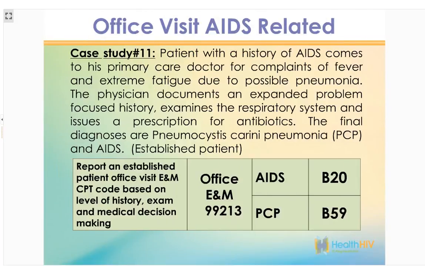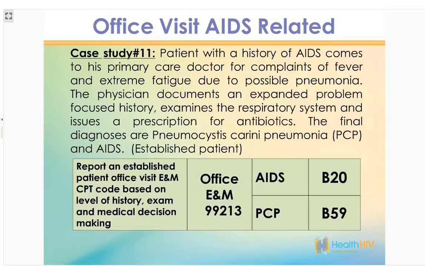Office visit related to AIDS. This is a patient that has a history of AIDS. They come into their primary care doctor's office with complaints of fever and extreme fatigue. The physician documents an expanded problem-focused history, examines the respiratory system, and gives the patient a prescription for antibiotics. The final diagnosis is pneumocystis carinii pneumonia with AIDS, so this is a patient that has an AIDS-related condition.